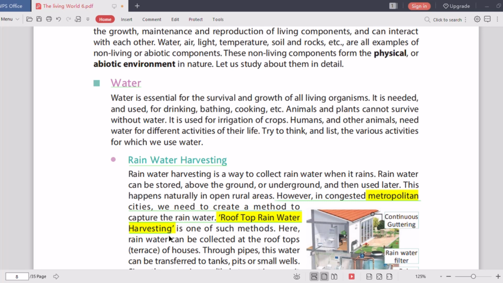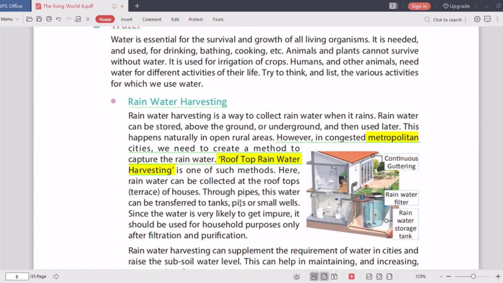Rooftop rainwater harvesting is one such method. Here, rainwater can be collected from the rooftops of houses through pipes. This water can be transferred to tanks, pits, or a small well. Since the water is very likely to get impure, it should be used for household purposes only after filtration and purification of water.